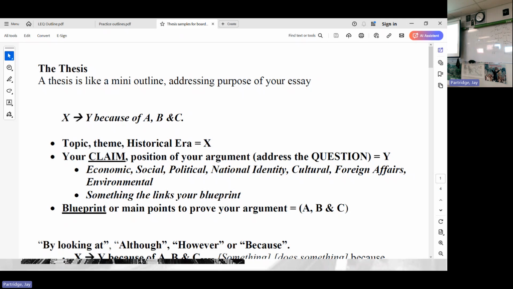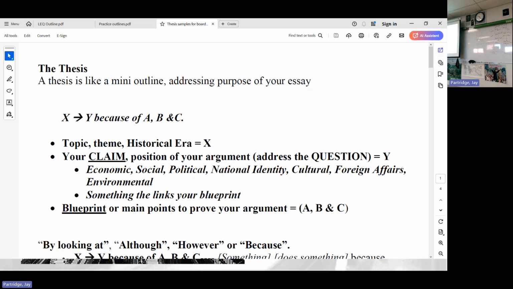And then lastly, I'm using the term that the College Board uses, and it fits my mind too, the blueprint, or your main points. A, B, and C would be your 3 body paragraphs. A is just the topic of your first body paragraph, B the topic of your second, C the topic of your third. If it's a 4-paragraph essay, you just need an A and a B.